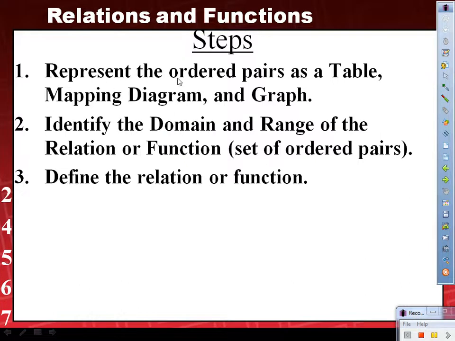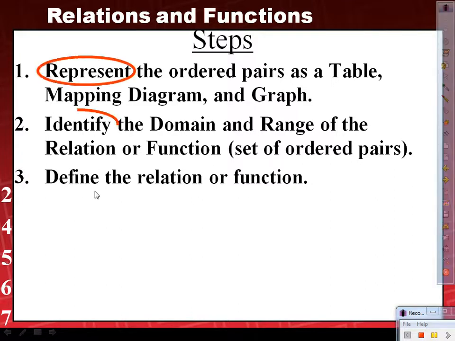Step 1, represent the ordered pairs as a table, mapping diagram, and graph. How many different ways? 3. Step 2, identify the domain and range of the relation or function, also known as a set of ordered pairs. Step 3, define the relation and function. So three things that we're doing today: representing, identifying, and defining. Copy those steps, please.